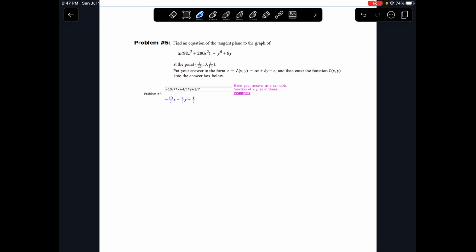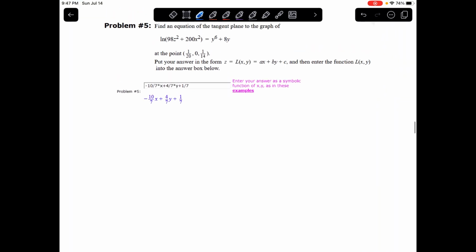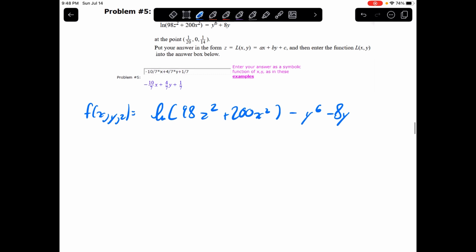So number 5, you are asked to find an equation of the tangent plane to the graph. So you ideally want to have this represented as a function, and to represent it as a function, we're looking to isolate for 0. So for f(x, y, z), we have ln(98z² + 200x²) − y⁶ − 8y, at the point (1/20, 0, 1/14).